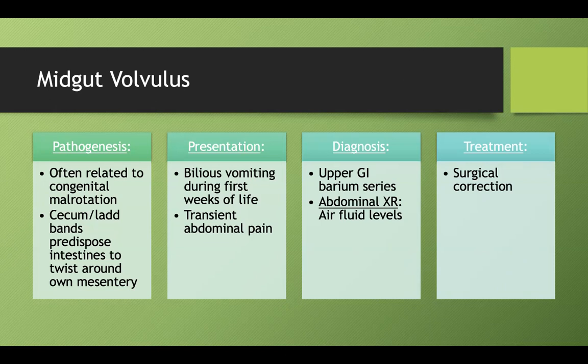When I think about how they test this, they usually test this in the setting where you'll know somebody has a midgut volvulus, and then they ask you why this happened, and you'll have to know that there was some sort of malrotation that caused the volvulus. Or they'll tell you that somebody has malrotation, and they'll ask you what they're at risk for, and the answer would be midgut volvulus.